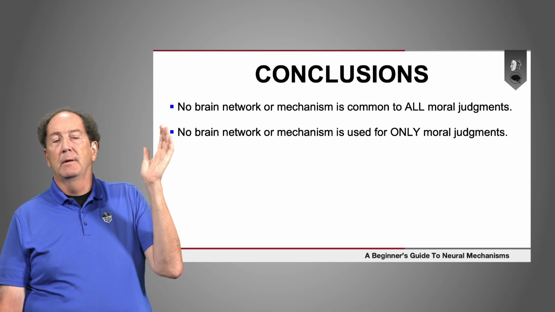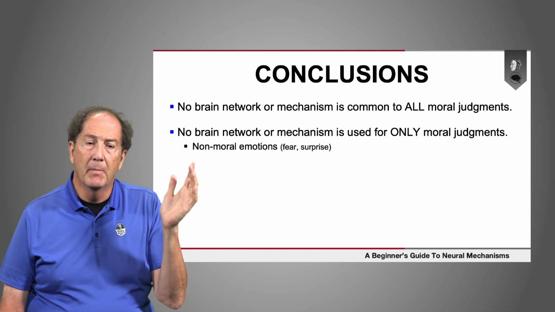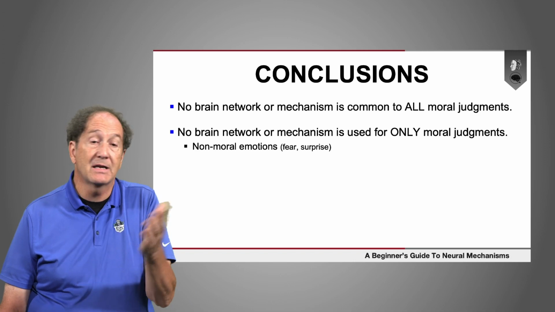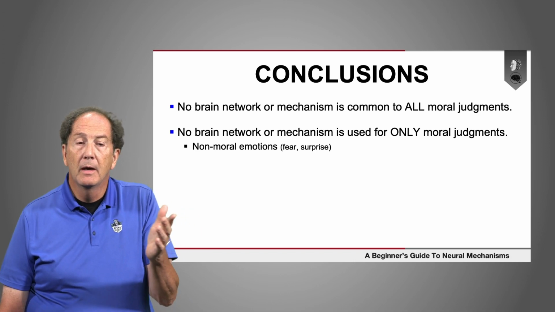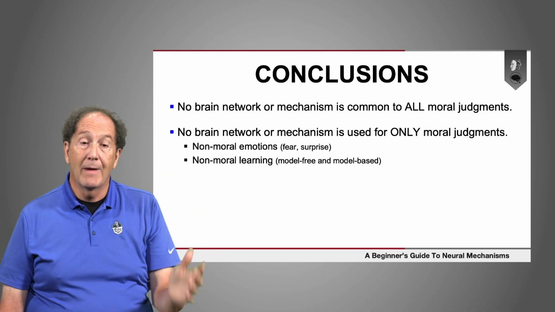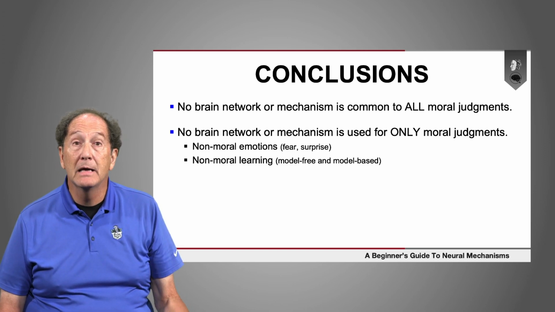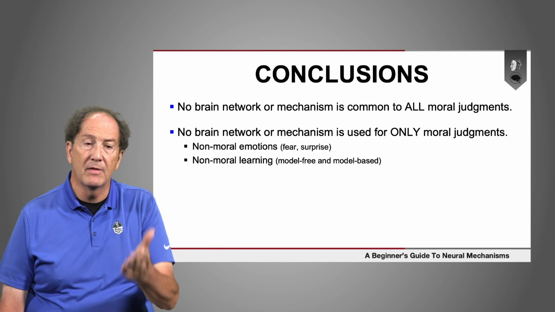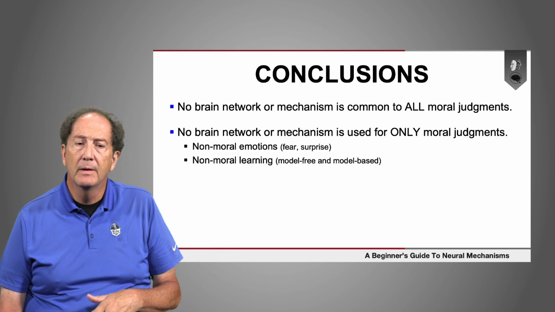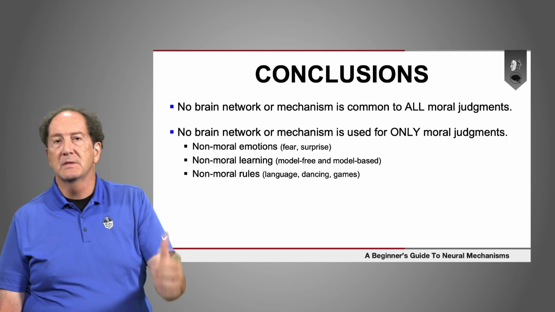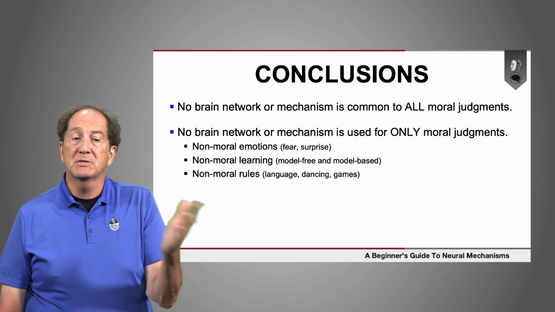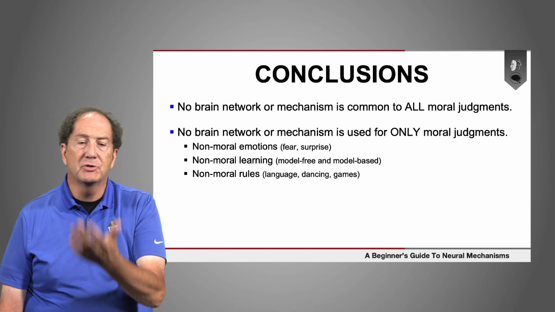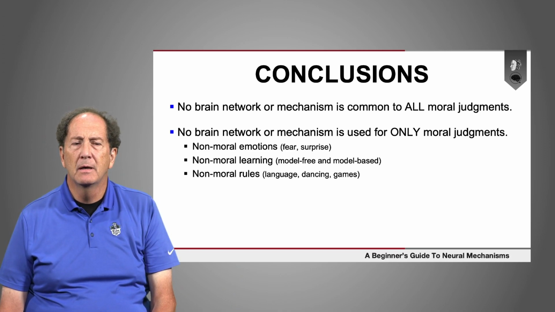So sure, morality is associated with emotions, but there are also non-moral emotions like fear and surprise that activate similar brain networks. Sure, you learn morality in a model-free or a model-based way, but we learn lots of things in those two different ways, not just morality. There's non-moral learning as well. Sure, there are rules in morality, but there are also rules outside of morality, like language rules and dancing, how should you dance, and rules of games.